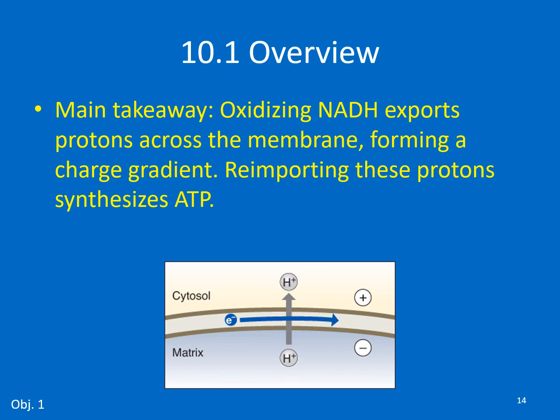So the main takeaway, what you need to know about oxidative phosphorylation: oxidizing NADH exports protons across the membrane, forming a charge gradient. If you keep pushing protons across the membrane, you will make a difference in charge across that membrane. That's what gradient means here, a difference in charge. And re-importing these protons synthesizes ATP. You push a bunch of protons out, and if you want to synthesize ATP, you just got to let them back in again. You open the door and let them flow back in.